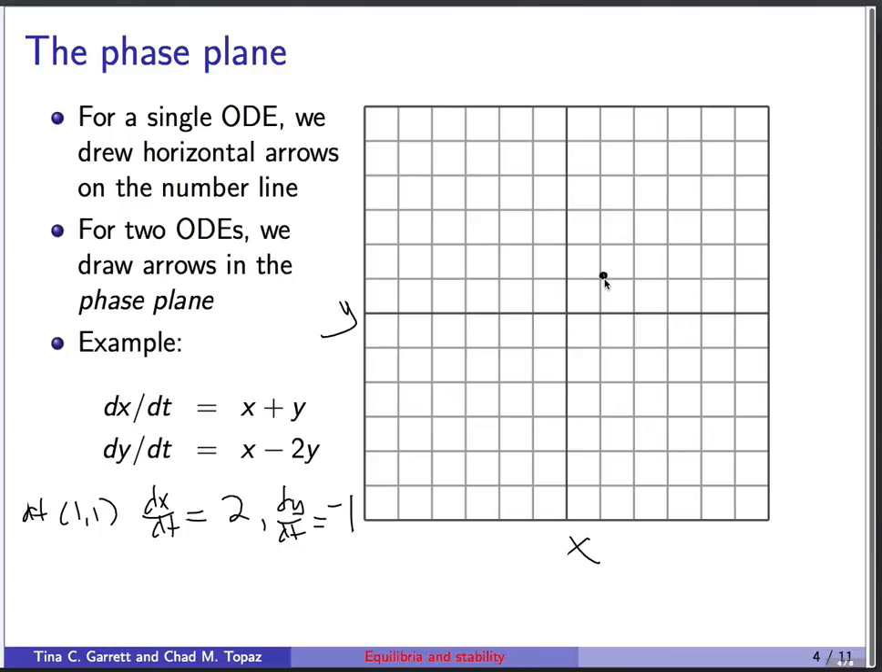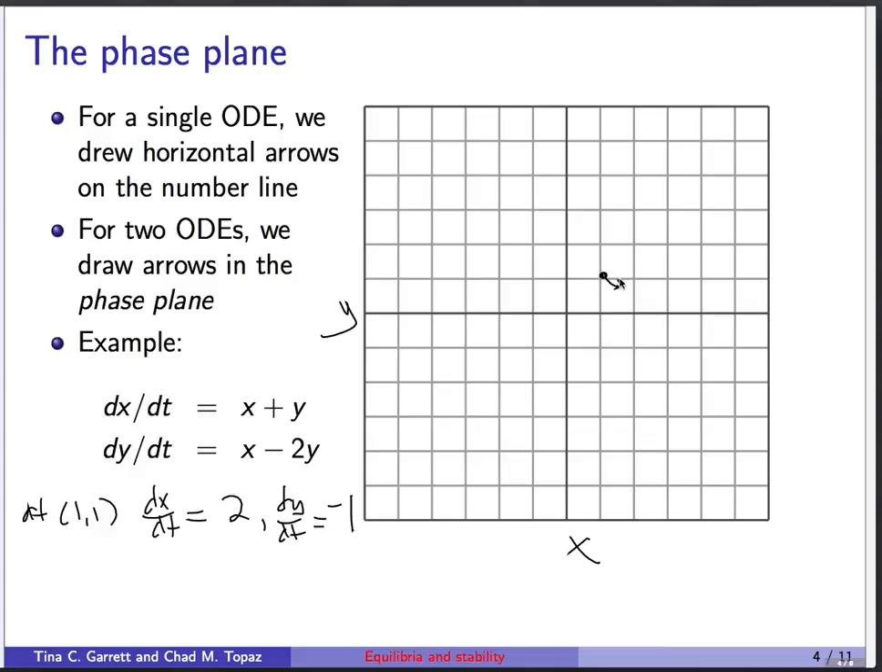So think about what this means. This means that if x happened to equal 1 and y happened to equal 1, dx/dt would be positive. That means x wants to increase, so things want to move to the right, like this. And dy/dt is negative, so y wants to decrease, meaning things want to go in this direction. What we typically do is start at this point, and then draw an arrow in the direction of (2, -1). That's 2 points to the right, and 1 point down. In practice, we usually don't draw the entire arrow, but we just draw a little arrow that points in the right direction.